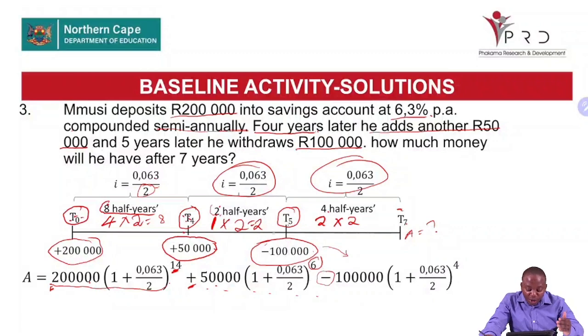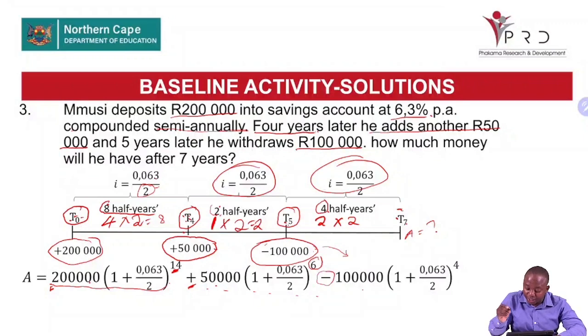In this case, what will happen is we must remove that 100,000 that was within the 200,000 with the interest that it was going to gain. So it was going to gain the interest for the remaining period from T5 to T7. So how much was it going to gain, or for how long? It was going to gain for 4 compounding periods in that case.